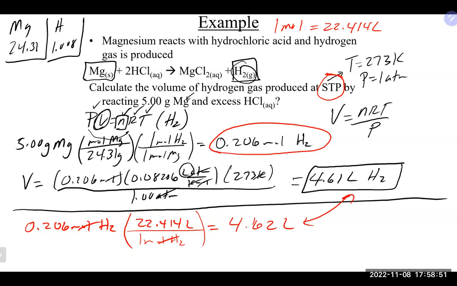Remember that you could only use that conversion if it is at STP conditions. You cannot use it if it's not at STP conditions. The ideal gas law you could use under any conditions, STP, non-STP conditions. So if you don't want to worry about it, like we talked about earlier, you can just always go into the ideal gas law and you'll get the same answer. Any questions on that? Any questions on gas stoichiometry here?